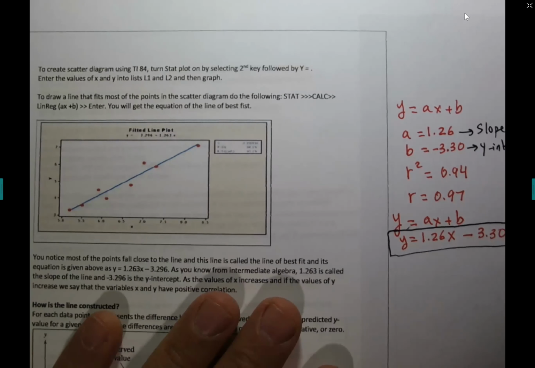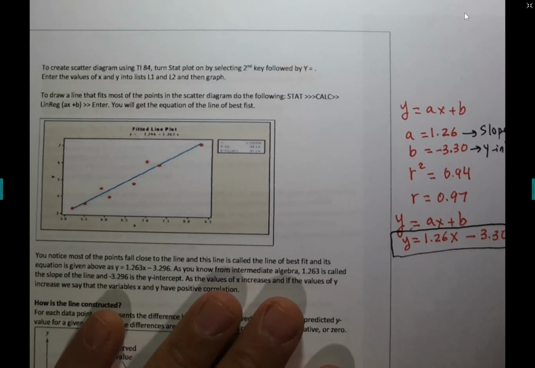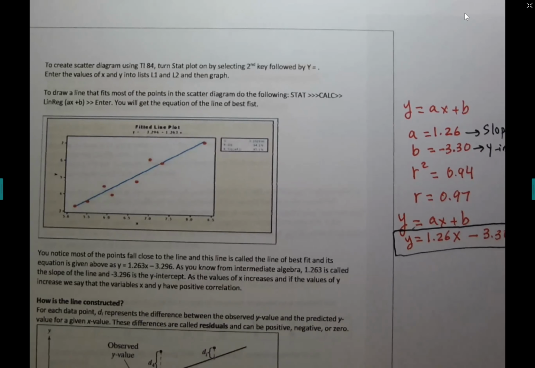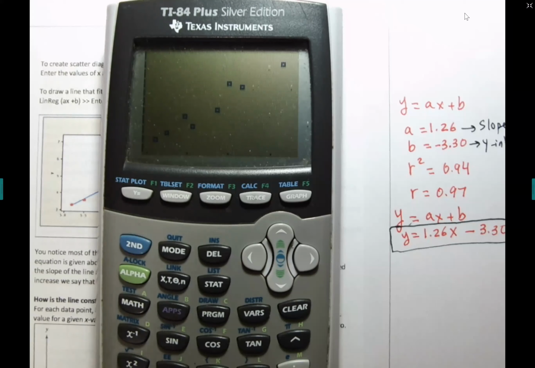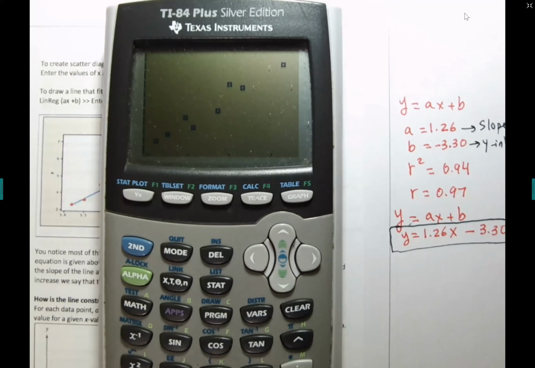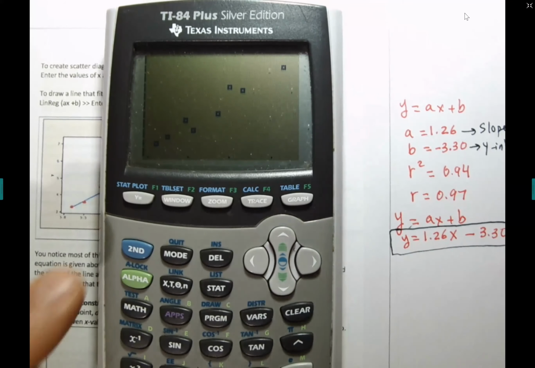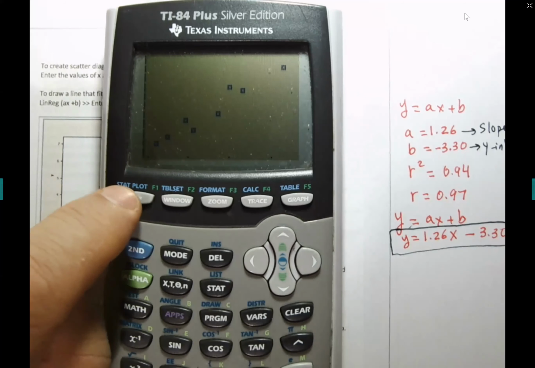Now let me show you guys how we can graph this, put the equation on the calculator, and draw the line. So I'm going to go back to my calculator, guys. I'm going to go back to Zoom 9. And here's the scatter plot. Now I'm going to show you the line. Okay, let's do it together. All the directions are given in the handout, guys. So I'd like you to press y equals.